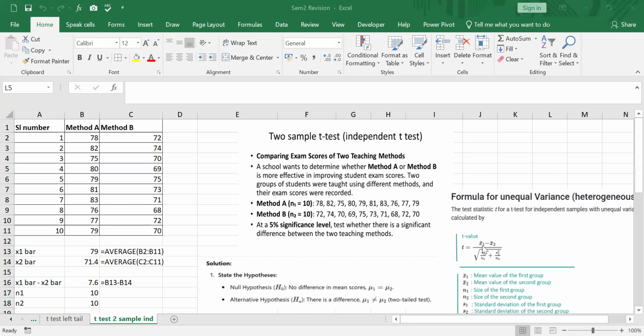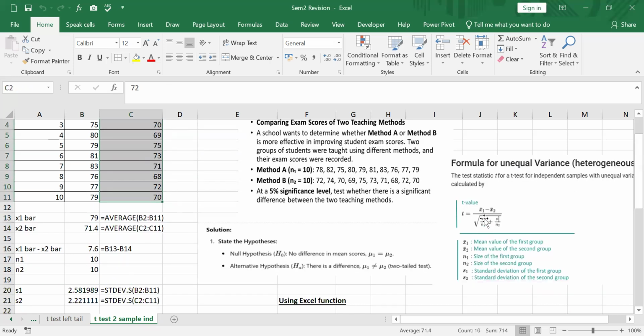The t-value is obtained by the formula x1 bar minus x2 bar divided by the square root of s1 square by n1 plus s2 square by n2. So we have to find out x1 bar, x2 bar, s1, s2, and n1, n2 are the sample sizes, which in this case are 10 and 10. x1 bar is obtained by this formula, average from B2 to B11. x2 bar, the sample 2 mean, is the average from C2 to C11.